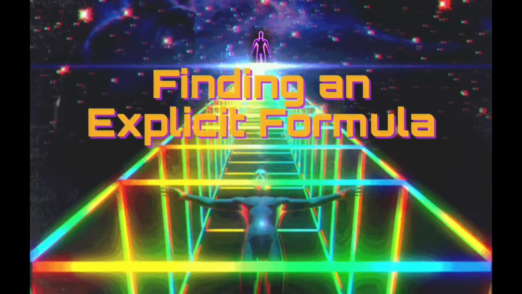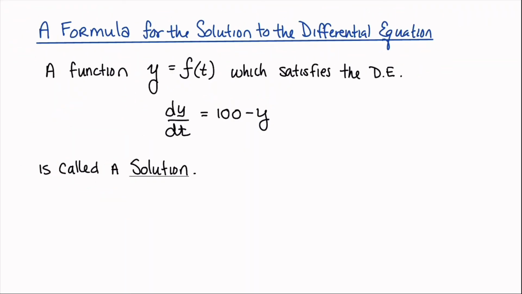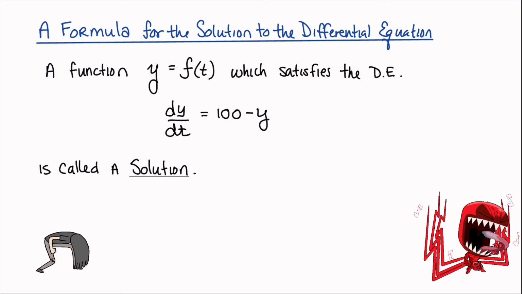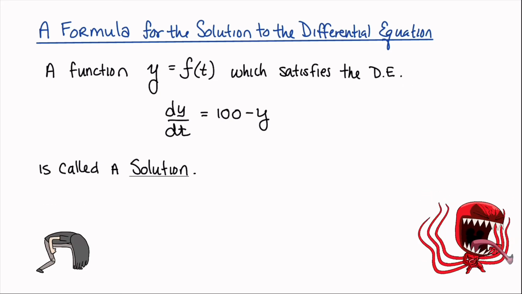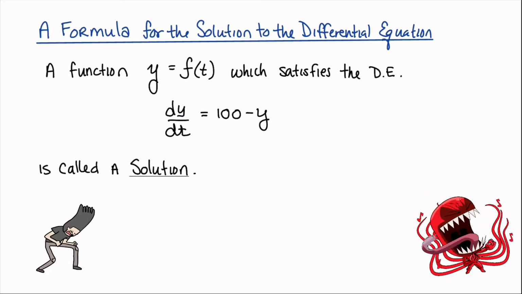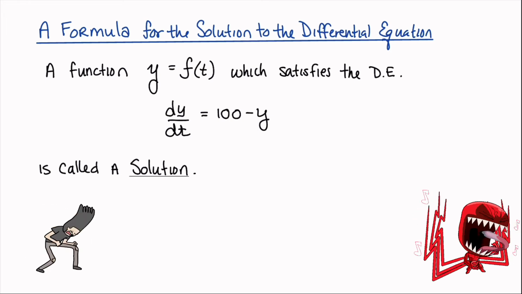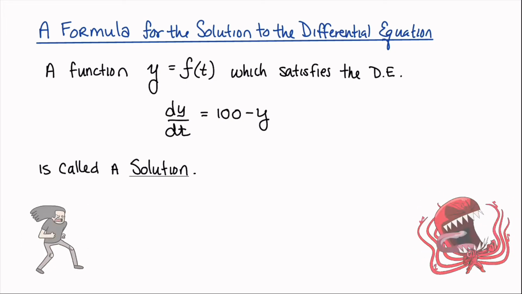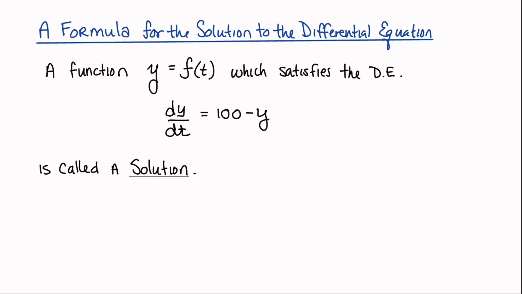Now what we would like is to find an explicit formula, in other words, to solve the differential equation explicitly. So if we can find a function y, a function of time, which satisfies our differential equation, we call it a solution to our differential equation. Now again, like I said before, finding a solution to a differential equation is often very difficult.